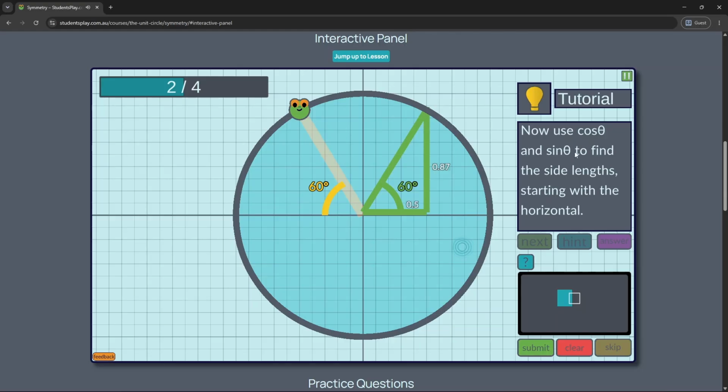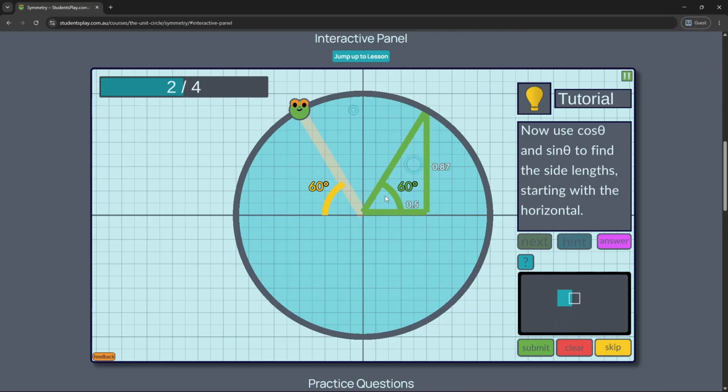All right, now use cos theta and sin theta to find the side length, starting with the horizontal. We could do that. We could also just use the 0.5 from here. So we should get 0.5 again. So a couple ways you can do it. You could go sine 60 again, cos 60 to get 0.5, which we kind of already knew. But then we know it needs to be negative.